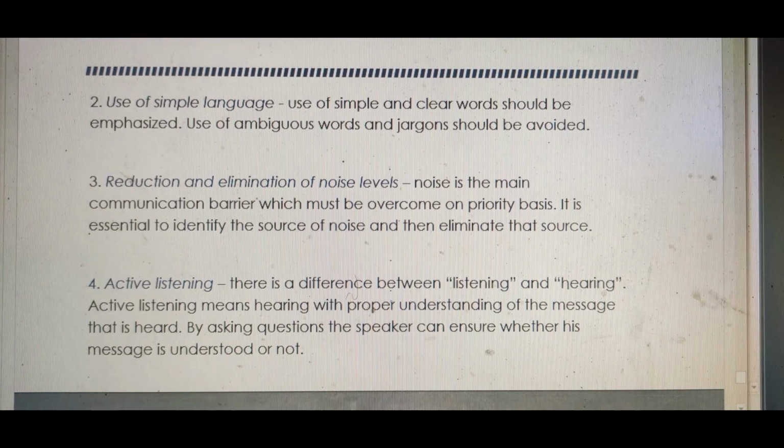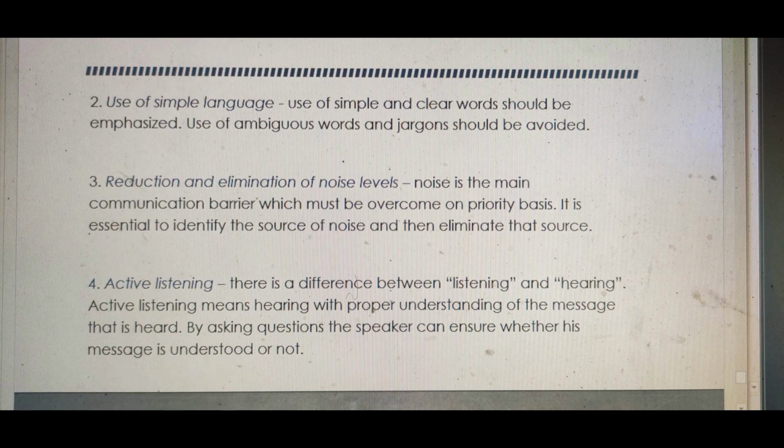Number 2 of overcoming communication barriers. Use of simple language. Use of simple and clear words should be emphasized. Use of ambiguous words and jargon should be avoided. Number 3. Reduction and elimination of noise levels. Noise is the main communication barrier which must be overcome on a priority basis. It is essential to identify the source of noise and then eliminate that source.